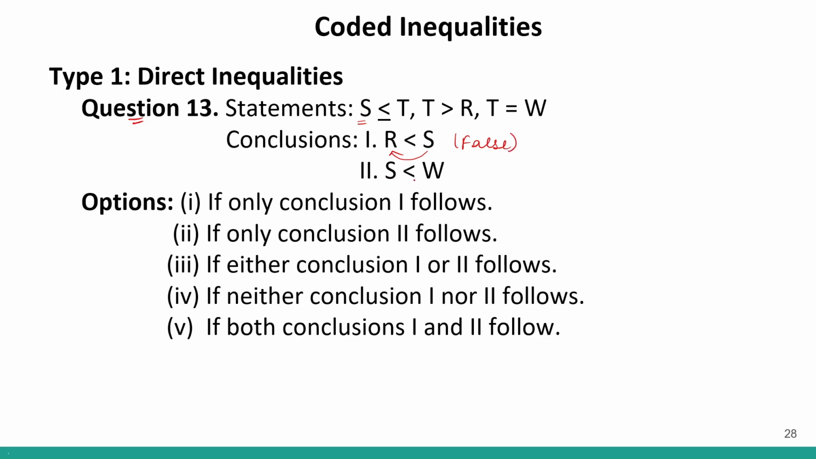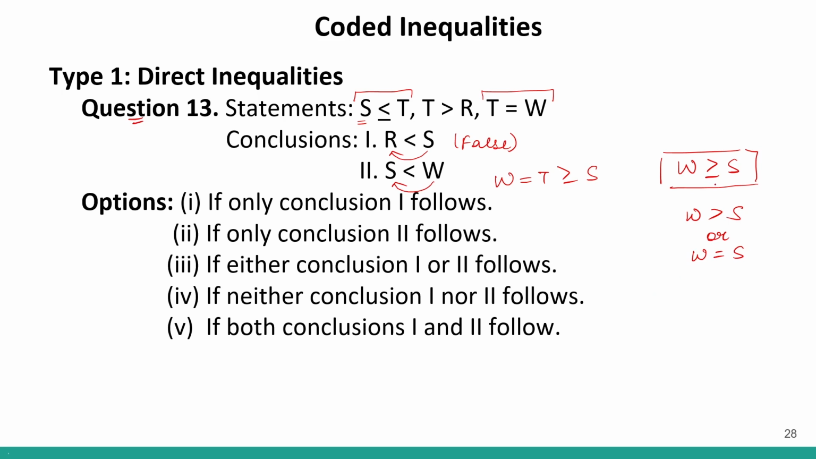The second one says that W is greater than S. So we will move from W to S. Now I can see the relationship between W and T and S. So W equals T and T is greater than or equal to S is given to us. So basically the relationship between W and S is W greater than or equal to S. Now in option number 2, we have a relationship that S is less than W. This is given to us. But the other is also possible, that W is greater than S. These two situations are possible, correct? So this one will be false because this is not definitely true.